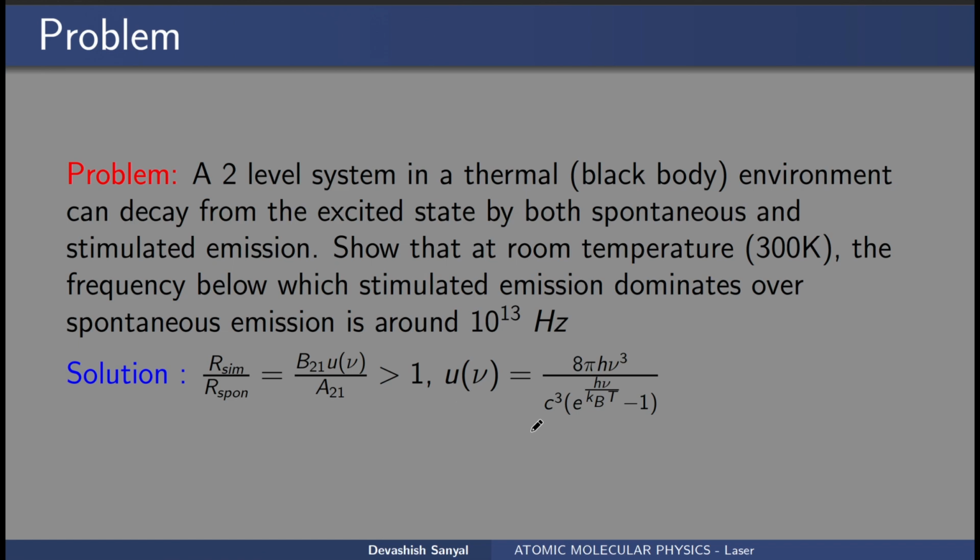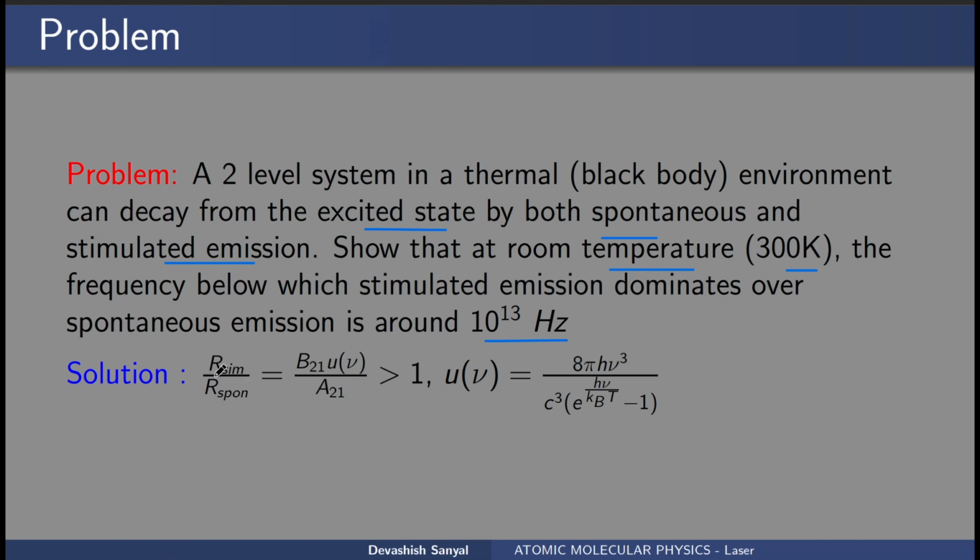A two-level system in a thermal blackbody environment can decay from the excited state by both spontaneous and stimulated emission. Show that at room temperature, that is 300 degree Kelvin, the frequency below which stimulated emission dominates over spontaneous emission is around 10 to the power 13 Hertz.